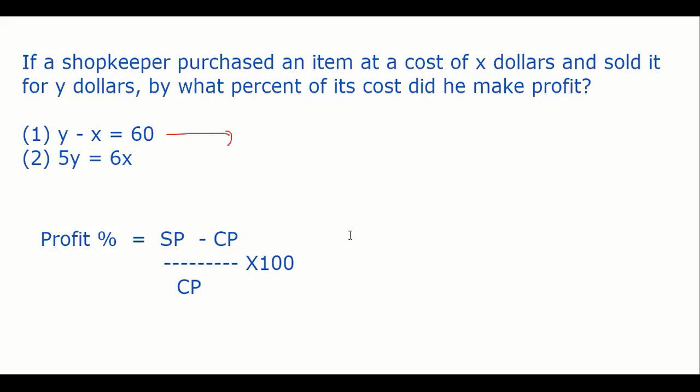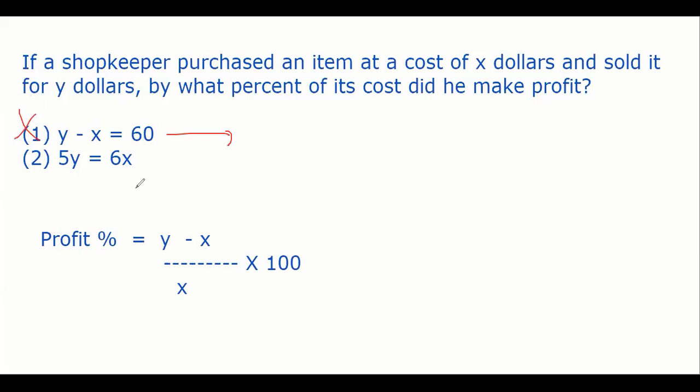So tell me, statement 1 is sufficient or not? Cost price is X and selling price is Y. So let me put Y here and X here, correct? Now tell me, is statement 1 alone sufficient or not? Y minus X is given as 60. Not sufficient, because we only know Y minus X is 60. We don't know the X value. So how can we find profit percent? Statement 1 is not sufficient. Very good.